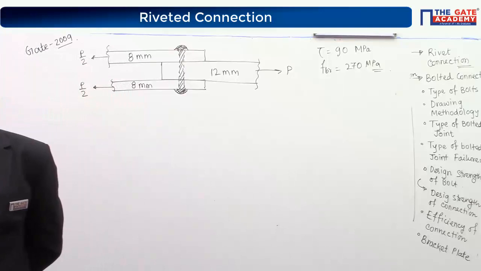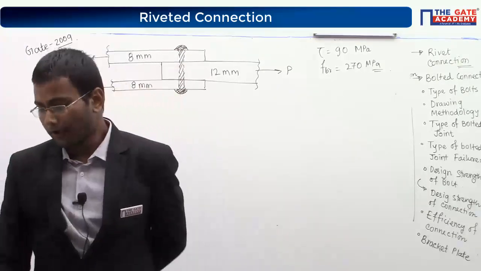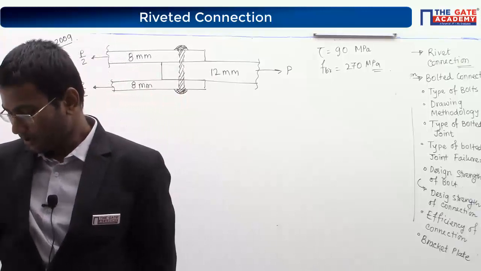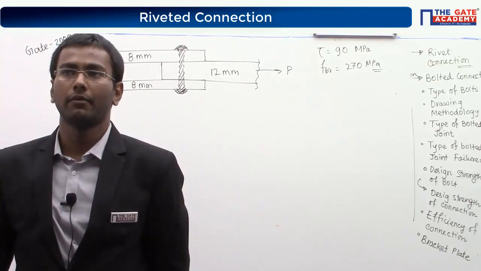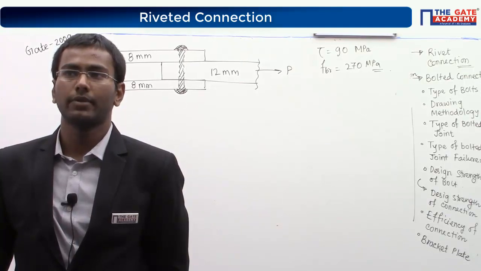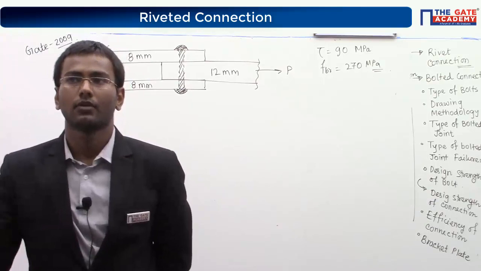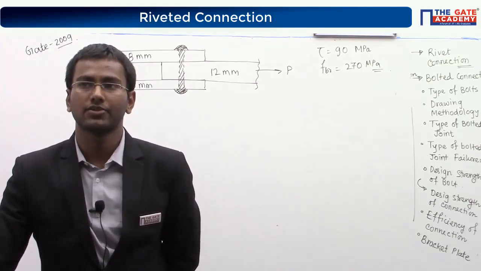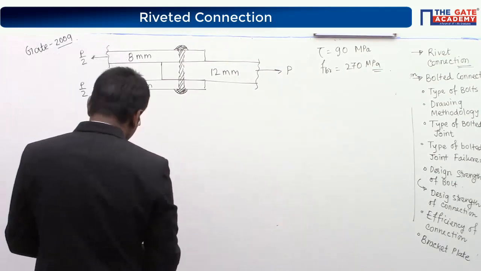So find out quickly, find out the answer. 43.3 is the correct answer. Just find out the shear strength and bearing strength quickly, everyone. Shearing strength and bearing strength, everyone, quickly. Shearing strength and bearing strength. Now how to find out the shearing strength?